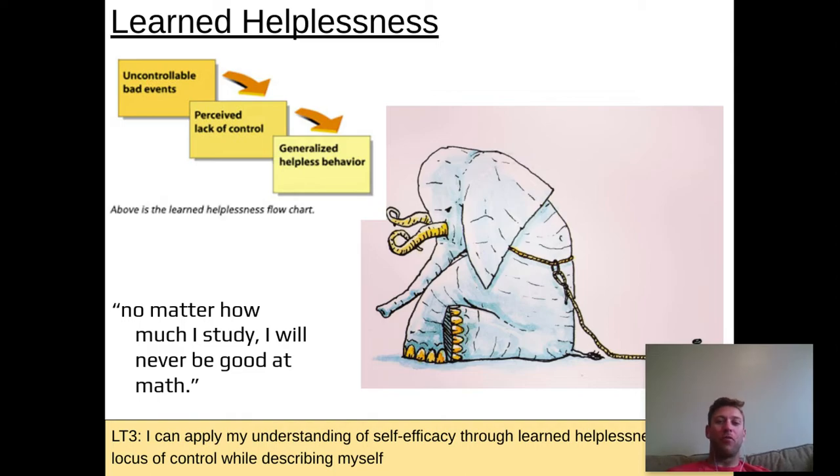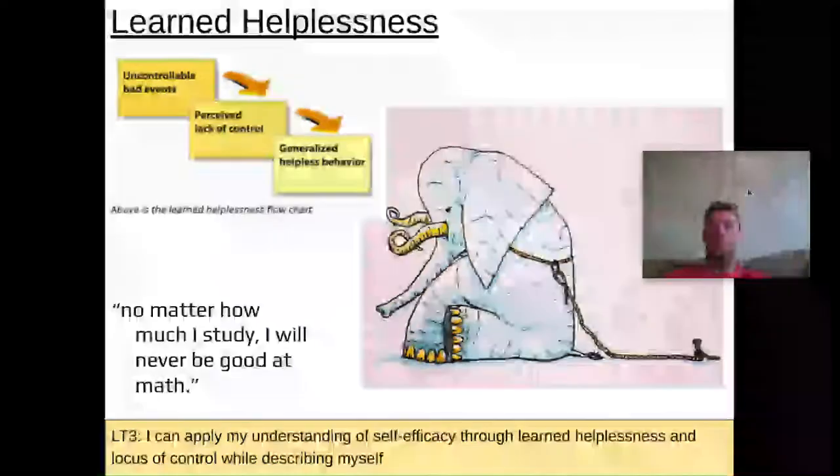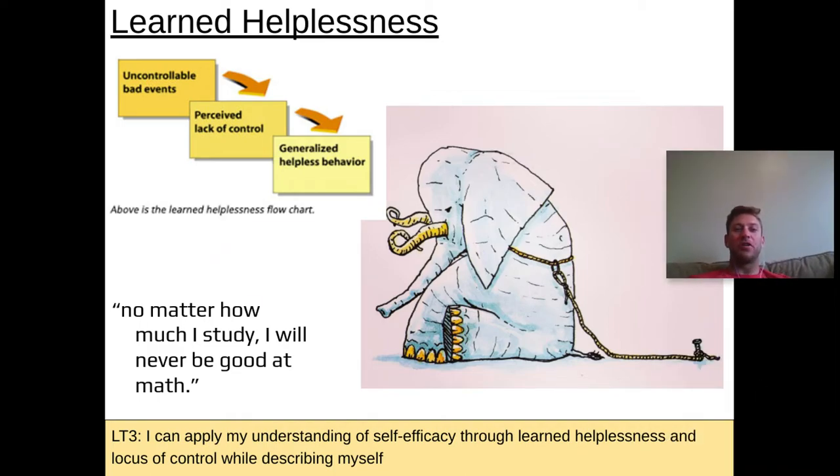All right. So one of the last things we'll talk about is learned helplessness. We've talked about this before. Essentially, you have an uncontrollable bad event. You perceive that you can't control it. Then you just feel, I'm just helpless. So the idea is, no matter how much I study, I will never be good at math. So I want you guys to come up with two of your own examples.